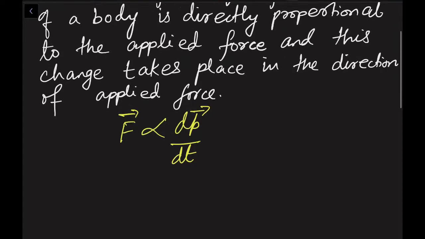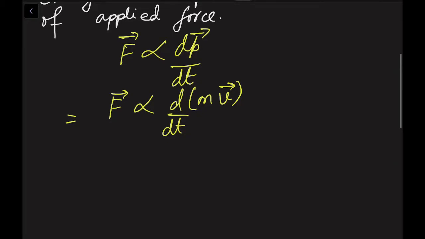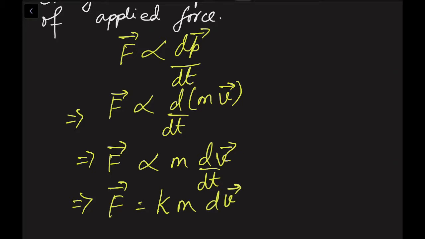So with this we can write F is directly proportional to rate of change of momentum, dp/dt. Also we can write F is proportional to d/dt of, we know momentum is mass into velocity. Now we can take mass outside the proportionality symbol, outside the differential. Then we can write d/dt of velocity. Let us remove this proportionality with a constant. Let me call that constant k. So F is equal to k into m dv/dt.